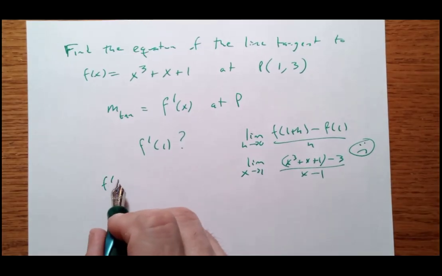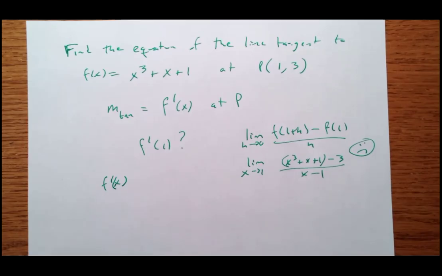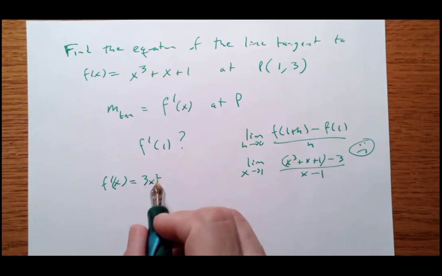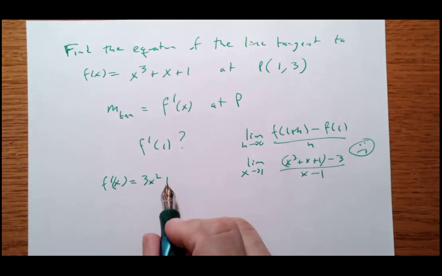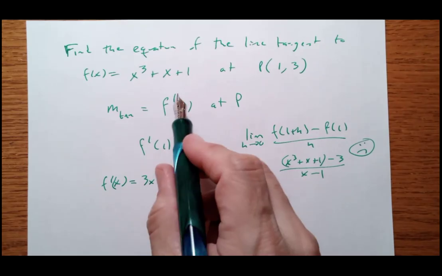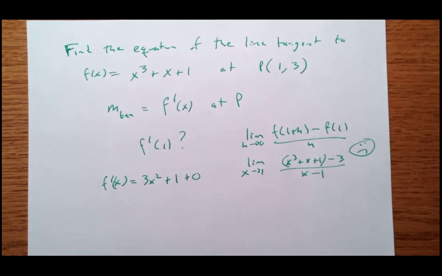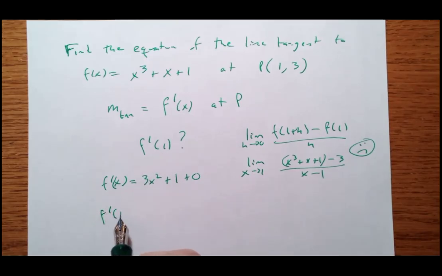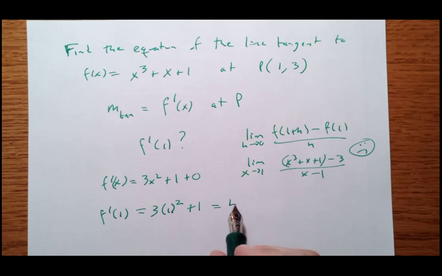I'm going to do the power rule, the sum and difference rule, and I'm just going to come up with the derivative like this. The derivative of x cubed is 3x squared. The derivative of x is 1. The derivative of 1 is 0. I need f prime of 1. F prime of 1 is 3 times 1 squared plus 1. That's 4.